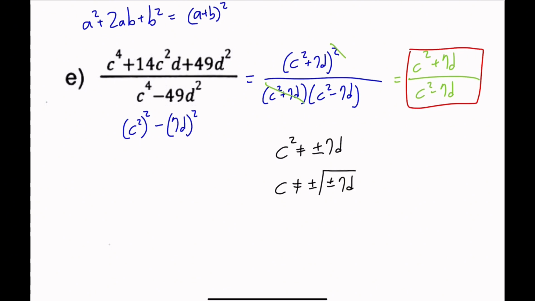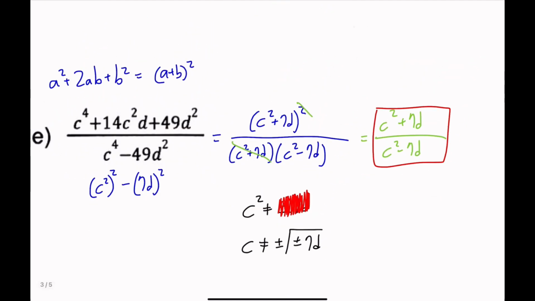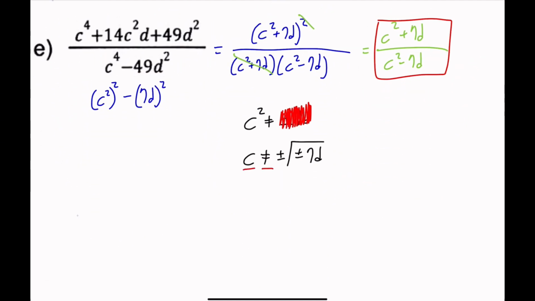Okay, so this is kind of confusing, right? And that's because if you just try to think of plus minus 7d as just one red blob, then c squared cannot be that red blob. That means c cannot be plus or minus the square root of that red blob, right? I hope you guys get this.